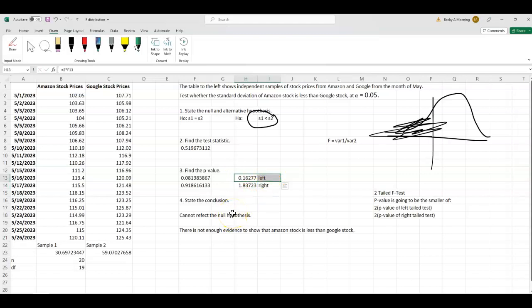So I just wanted to throw that out just in case you need a two-tailed F test. You can also do that in Excel, just a little bit different. Hope that helps with any Excel and the F test.